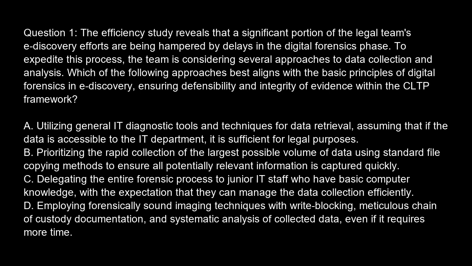Option C. Delegating the entire forensic process to junior IT staff who have basic computer knowledge, with the expectation that they can manage the data collection efficiently. Option D. Employing forensically sound imaging techniques with write blocking, meticulous chain of custody documentation, and systematic analysis of collected data, even if it requires more time.